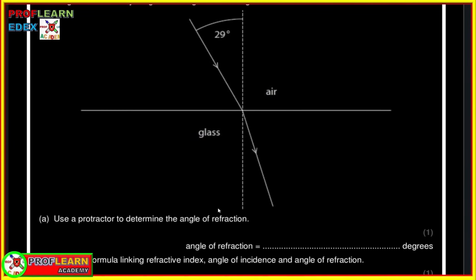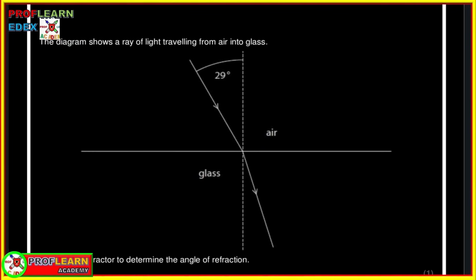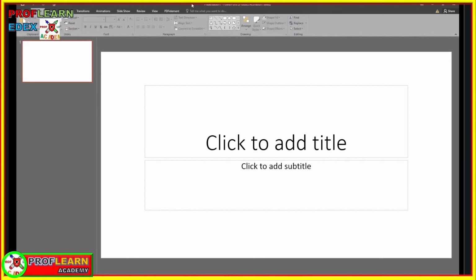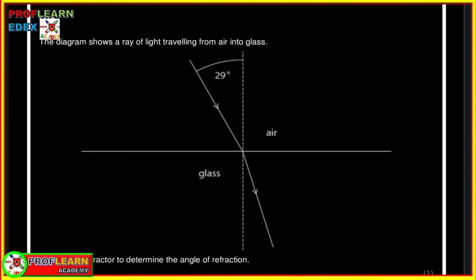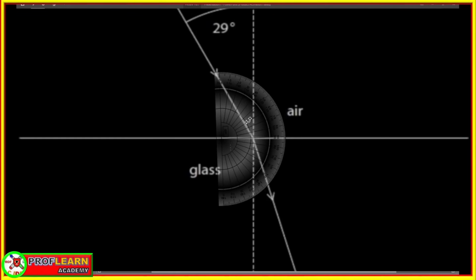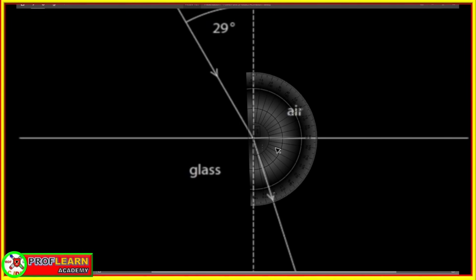You need to know also how to work out questions to do with refraction, and we know that refraction is a bending of a wave as it moves from one optical medium to another. So we have light that is entering glass at an angle of 29 degrees, and that ray is going to be refracted. We are told to determine the angle of refraction, so we are going to measure this angle of refraction below here.